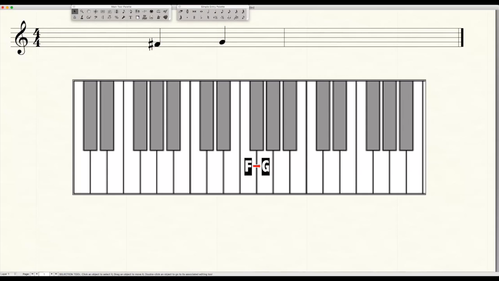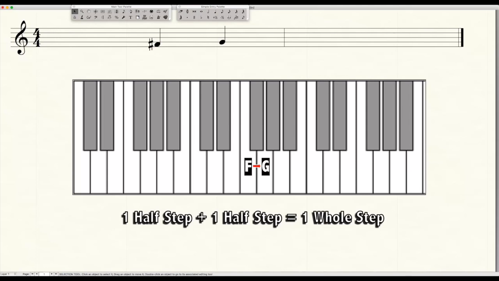We can also say that from F to G is two half steps. We go from F to F sharp to G. It's going to be important for you to be able to count half steps so that you can figure out certain intervals. Alright? So, two half steps equals a whole step, just like everything else in the world. Two halves equals a whole.